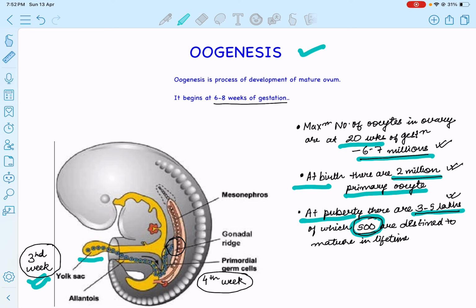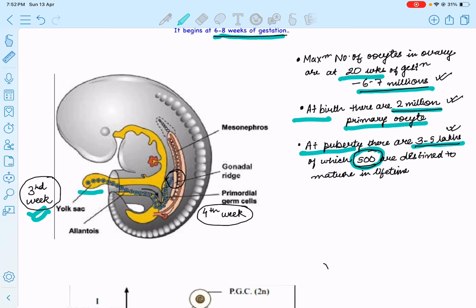Oogenesis is the process of development of mature ovum and it begins at 6 to 8 weeks of gestation. The process starts from the yolk sac. The primordial germ cells originate from these yolk sacs and migrate to the developing gonadal ridge at 4th week of gestation. So, at 3rd week of gestation, it originates from yolk sac and it reaches the gonadal ridge by 4th week of gestation. And by 6 to 8 week of gestation, this process starts.